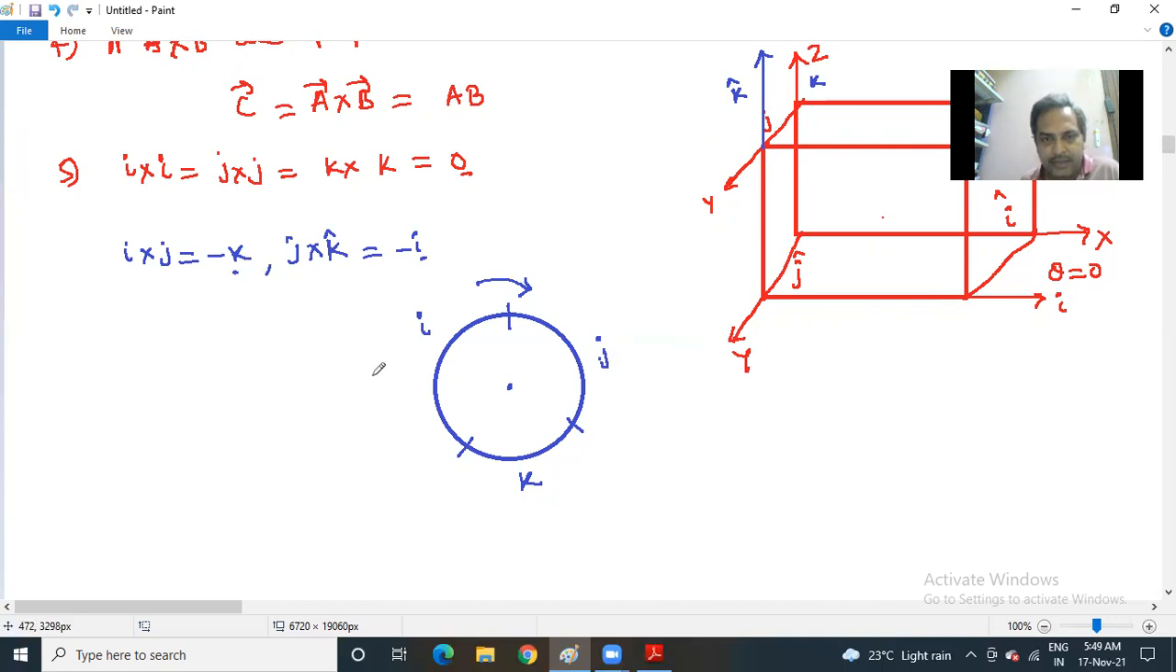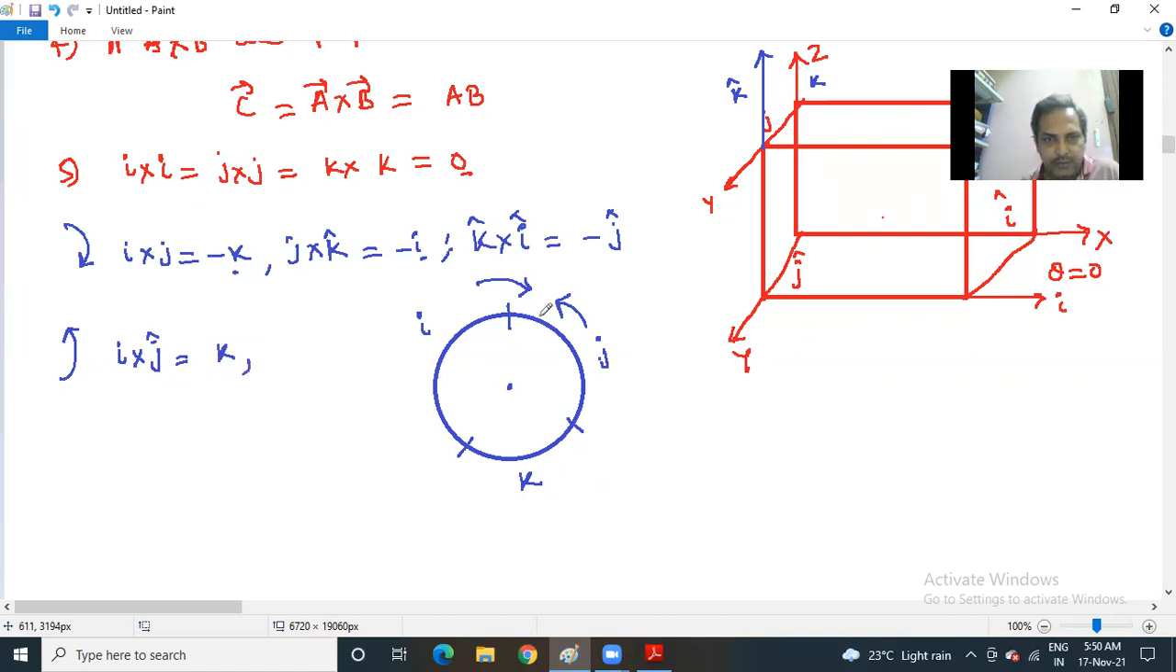Then next, K cross I. In the clockwise sense means this will be minus J. If it is anti-clockwise sense, let us proceed with J and I. J moving towards I in anti-clockwise sense. This is clockwise sense. Now this is going to be anti-clockwise sense. And I cross J should be K, positive, anti-clockwise sense.